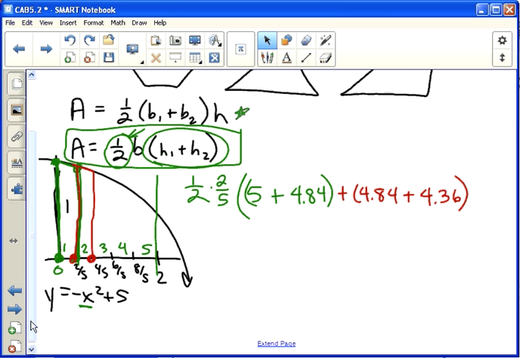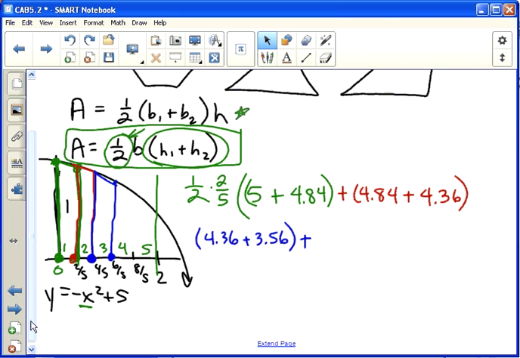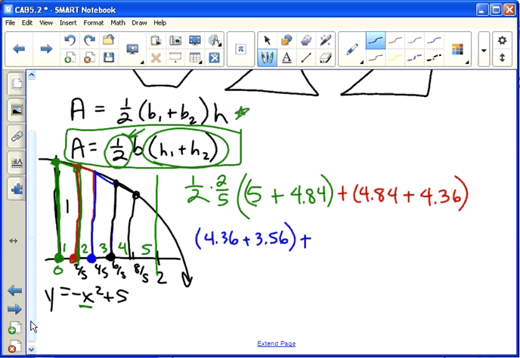And then as we go to the third subinterval, we use 4/5, the height there, and 6/5, the height there, and we draw a trapezoid. So that's going to give us 4.36 plus 3.56. And then we use the fourth one, height at 6/5, height at 8/5, so that's 3.56 plus 2.44. And then finally the last one, we use the height at 8/5 and the height at 2 and connect those for a trapezoid. So that's going to give us 2.44 plus 1.